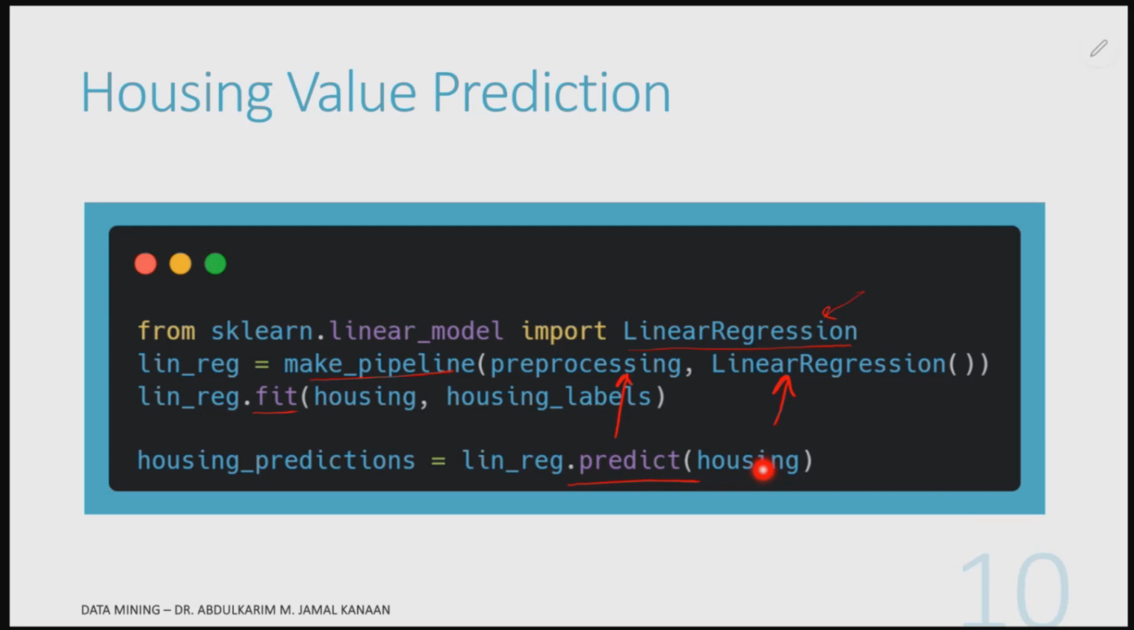So for modeling, we have two functions. Function 1, fit. Function 2, predict. For transformation, earlier, we have fit and transform. We don't have predict. You don't predict for transformation, for pre-processing. You transform your data. While for modeling, you have the fit function and you have predict.